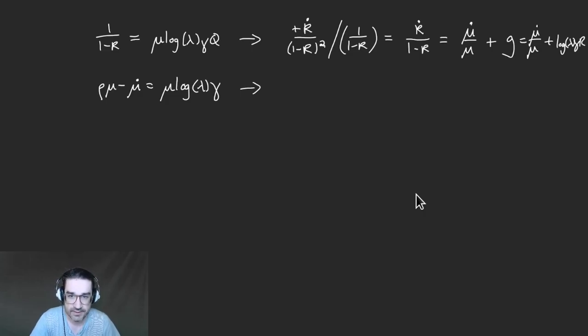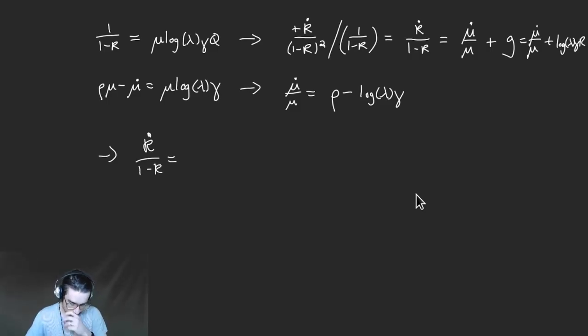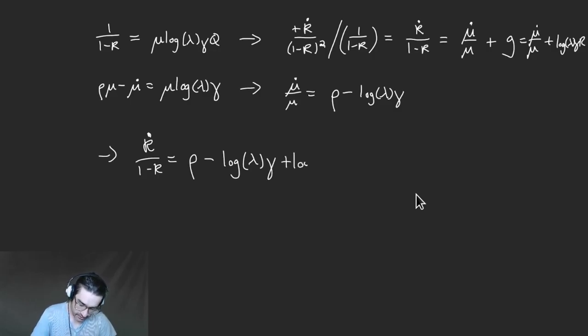This is easier, because we can just solve for mu dot over mu directly algebraically. We're going to get basically rho minus log of lambda. Now let's take that mu equation and plug it in on the right-hand side, and we're going to have an entirely self-contained, self-propelled, autonomous, AI-powered equation for R.